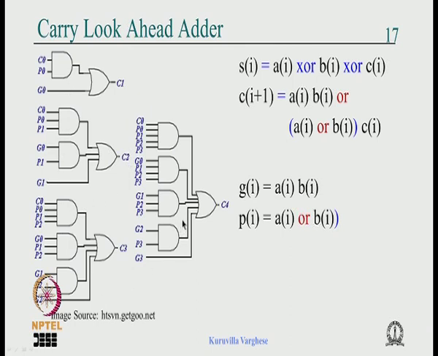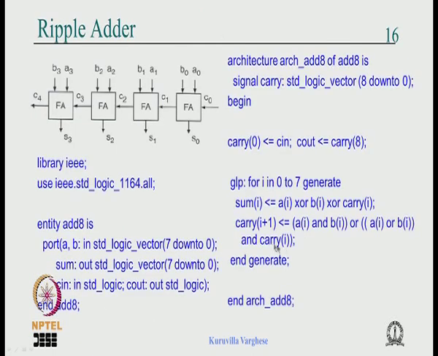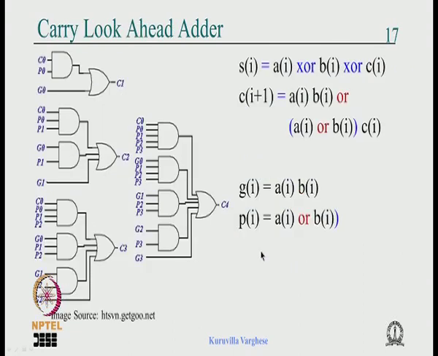Rippling is avoided, but it is a very complex circuit, and at least at a simplistic level we will not be able to write a loop, because the sum is no issue, sum is simple, but the carry is something which keeps expanding. So with signals, as we have learned now, it is very difficult to write a carry lookahead adder. You can write it with variables, but since we have not looked at that, we will delay that kind of coding for a moment.